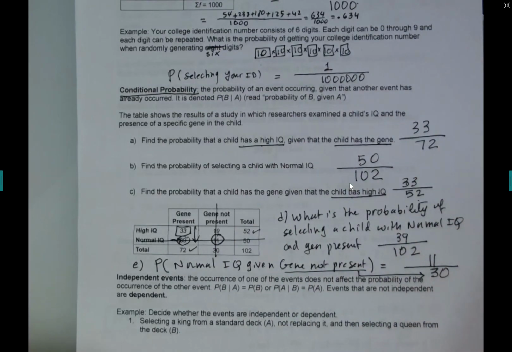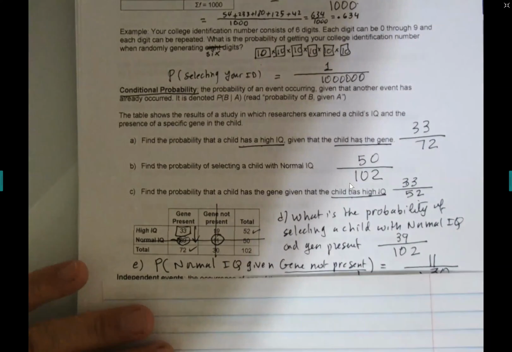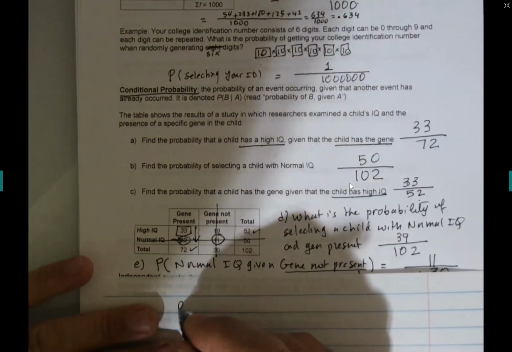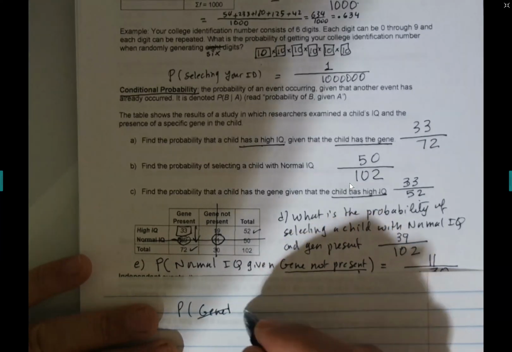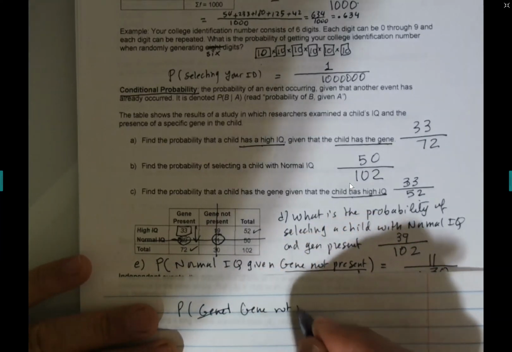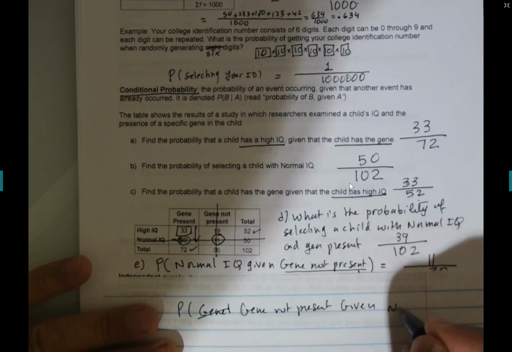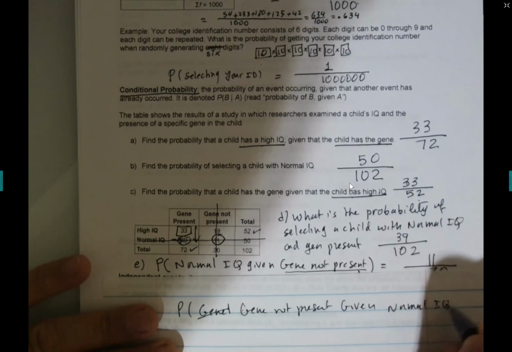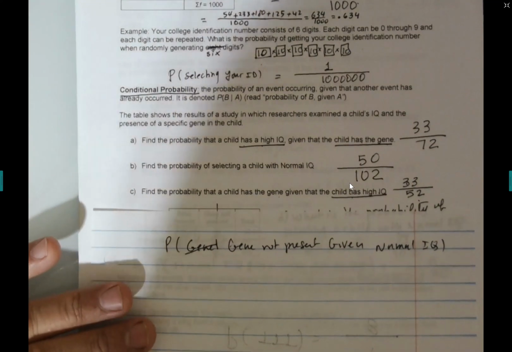Okay, let me swap them, guys, and tell me what would be the answer. What is the probability that the gene is not present given a normal IQ? Would that be 11 out of 50? Let me write it down. You're correct. Given normal IQ. All right. So the probability of gene not present, guys, given normal IQ.